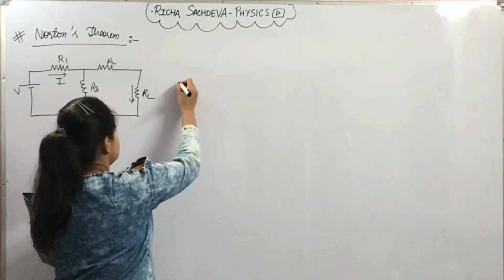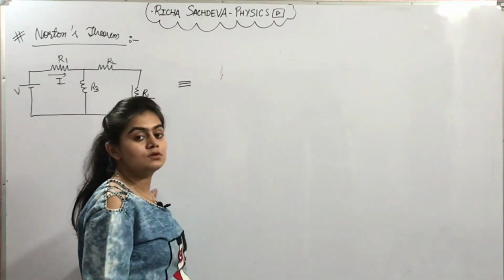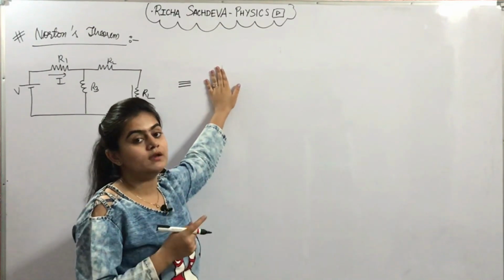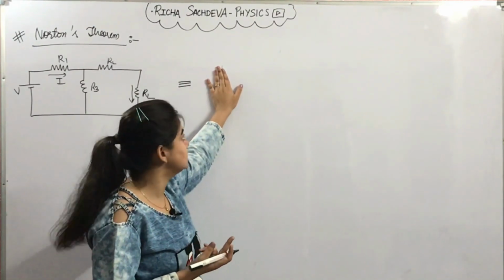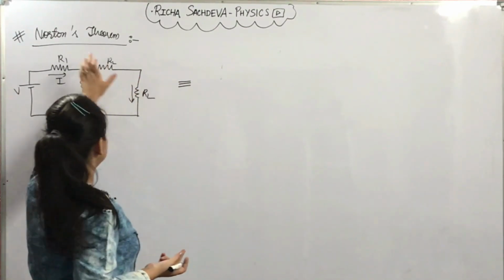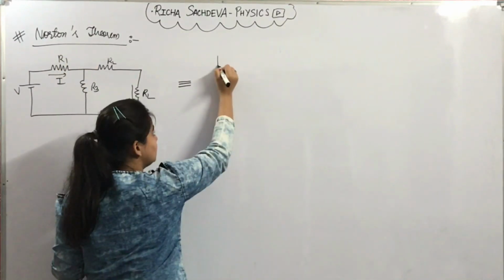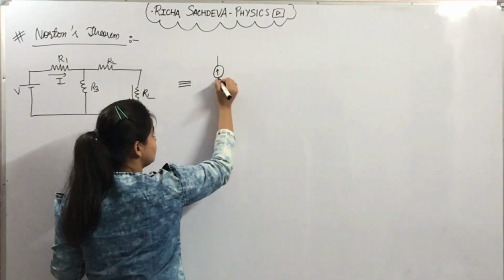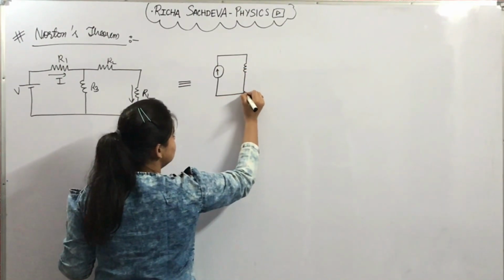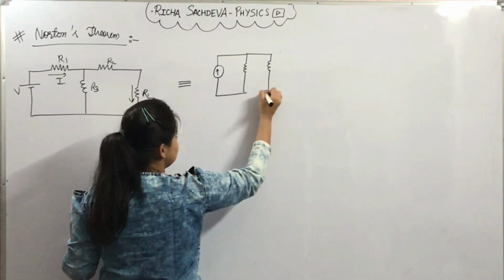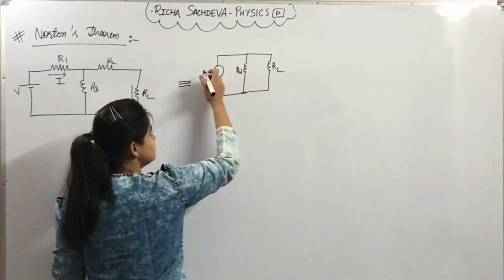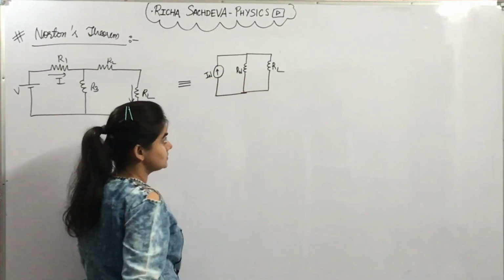So what we will do, we will make an equivalent circuit. In Thevenin's theorem what we did was we placed one equivalent voltage source and an equivalent resistance in series with the load resistance across which we had to calculate the current. But in Norton's theorem, we will place an equivalent current source and an equivalent resistance in parallel with the load resistance across which we have to calculate the current. This is RL, this is RN equivalent resistance, this is IN equivalent current source.